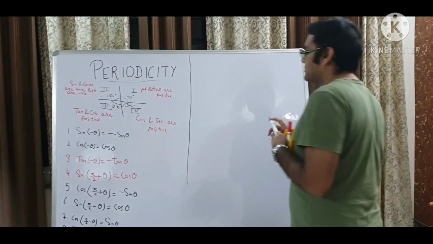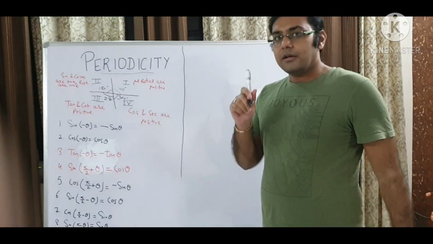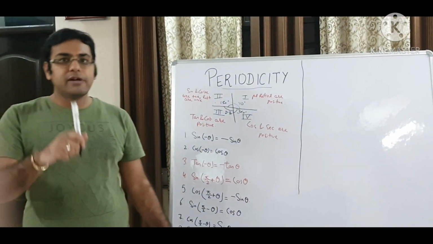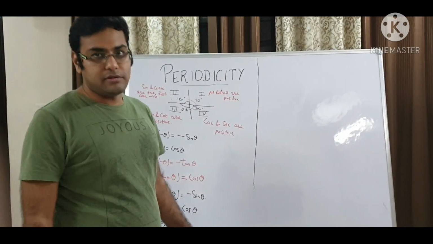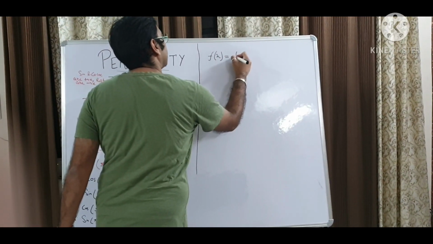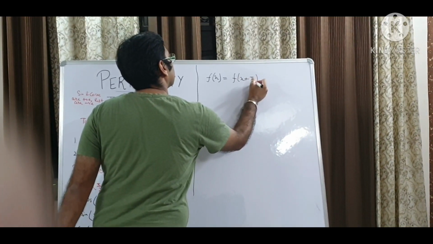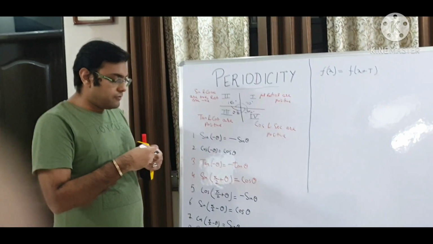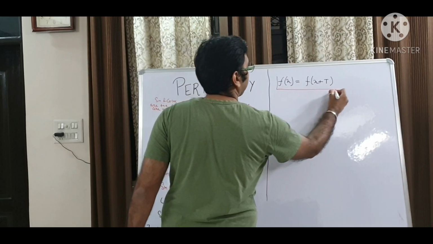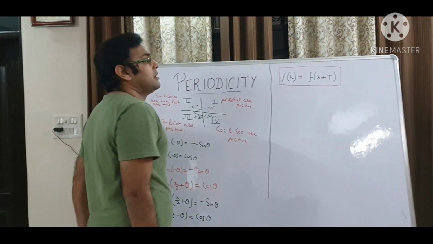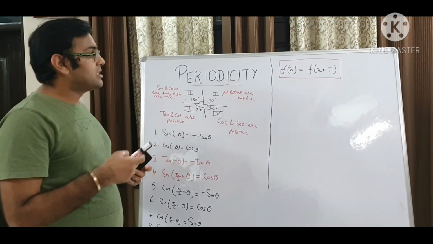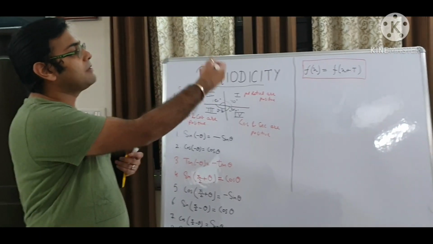What is periodicity? The period of a function is the value after which the function starts repeating itself. In the equation f of x equals f of x plus T, T is the period of this function f of x. What I mean by this is that f of x would repeat itself after the period T.